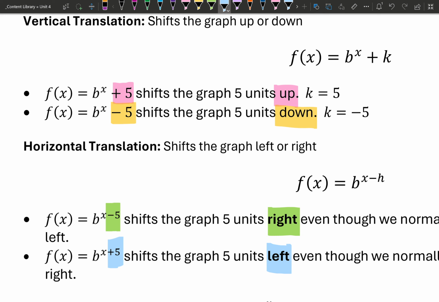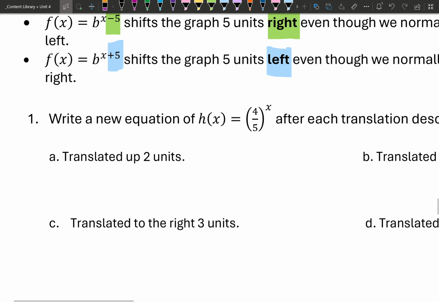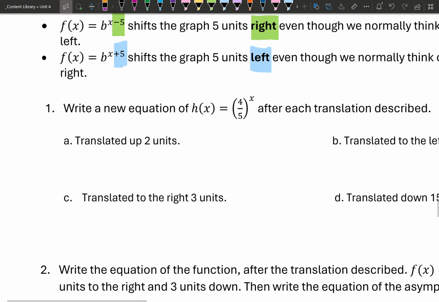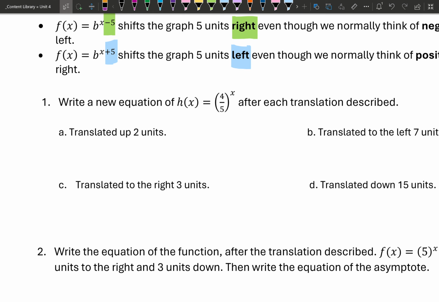But x's are always going to be opposites when we're looking at transformations. Always, always. That is not going to be different any other year you learn it. So let's practice just writing these functions after the translations described. We're going to write a new equation, 4/5 to the x, after each transformation.